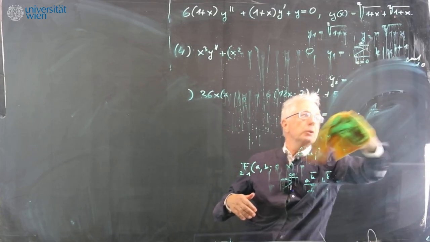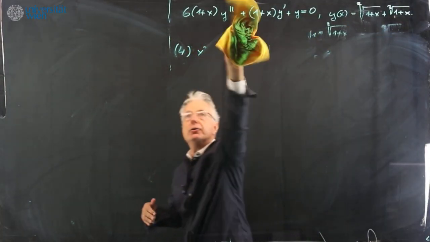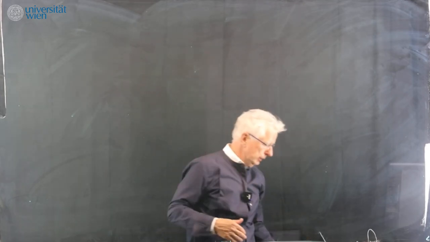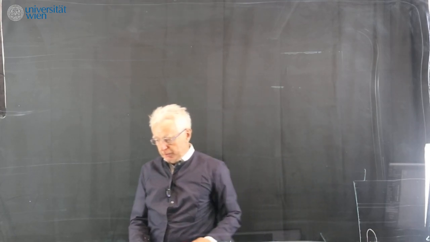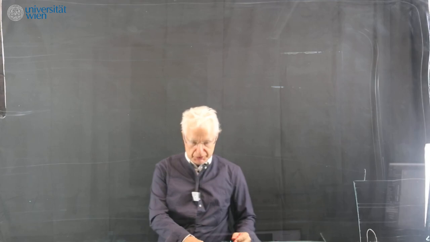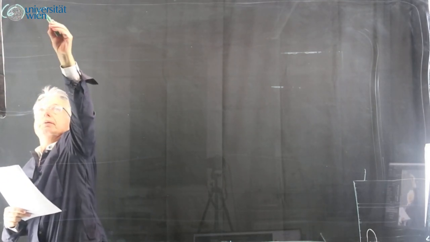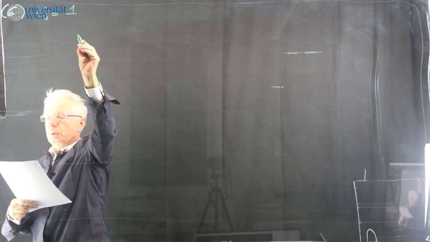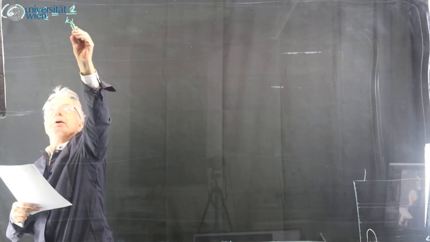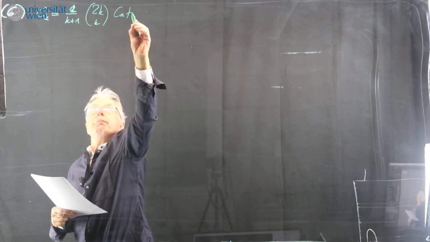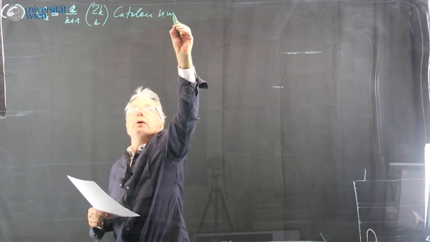You can also come from combinatorics and look at generating series of certain sequences of numbers and then try to find a differential equation for these generating series. So this is now number 6. Let us consider, for instance, the Catalan numbers: c_k equals 2 over k plus 1 times binomial 2k choose k.